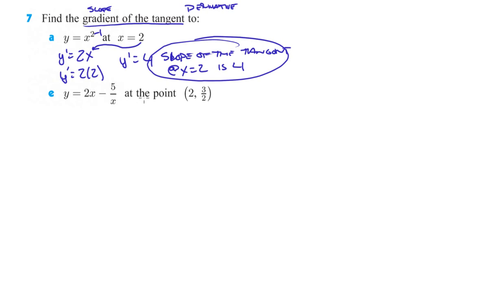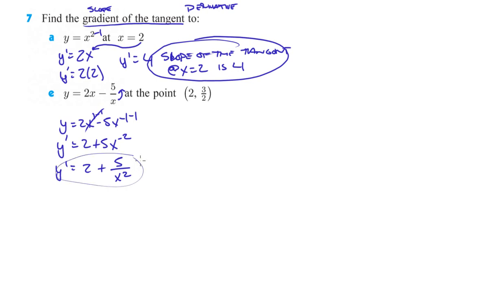Okay, and then looking at E, find the slope of the tangent. Again, we want to find the derivative. So y equals 2x, and I'm going to move this x up to the top, so it's minus 5x to the negative first. Now take the derivative. 1 times 2 is 2. Subtract 1, that x there is gone. Negative 1 times negative 5 is plus 5x to the negative second. So our better bet, y prime equals 2 plus 5 over x squared.